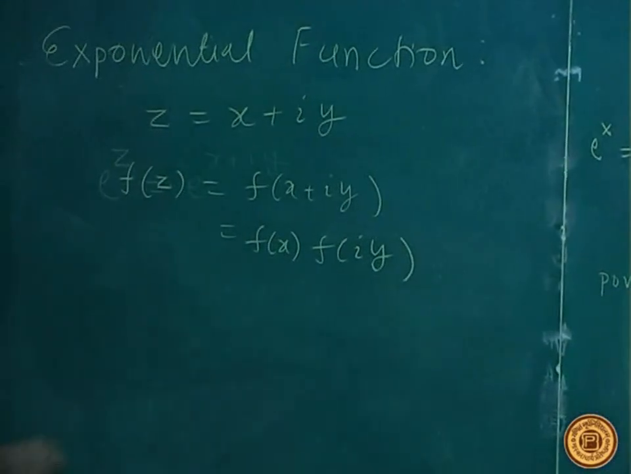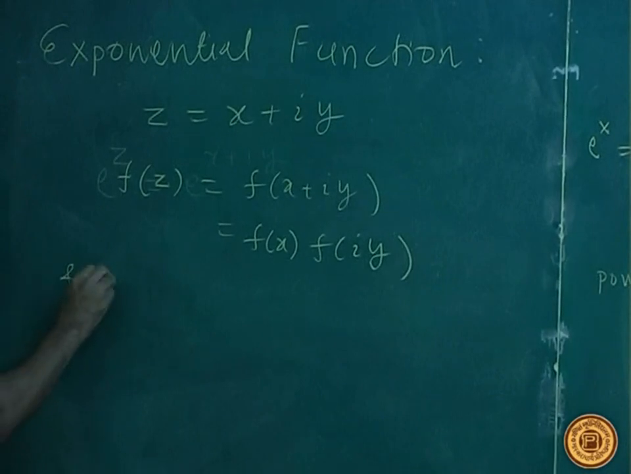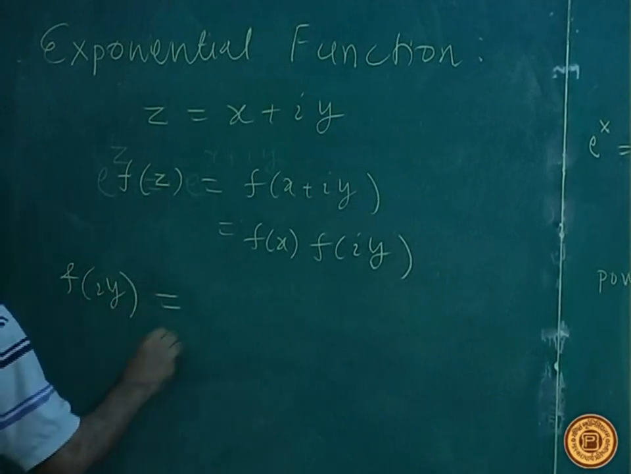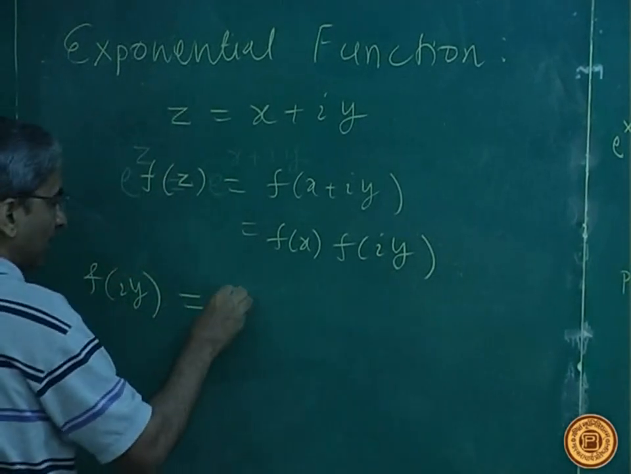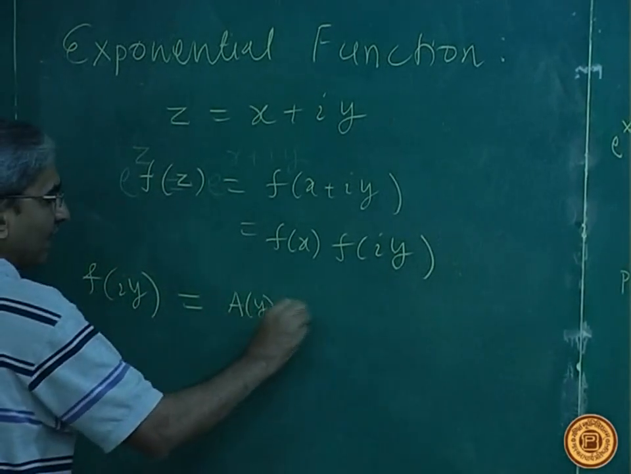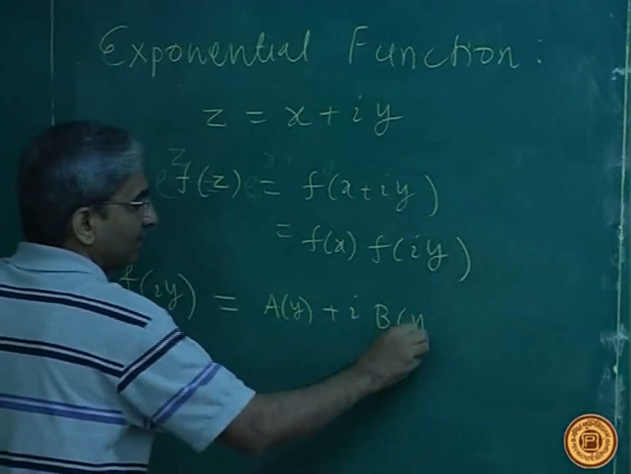Now f of iy will be dependent on y, and it will have, suppose, some real and imaginary parts. Say suppose a of y plus i times b of y.